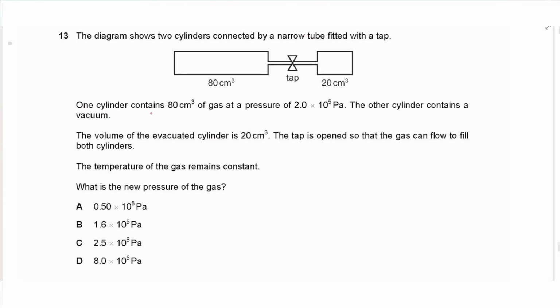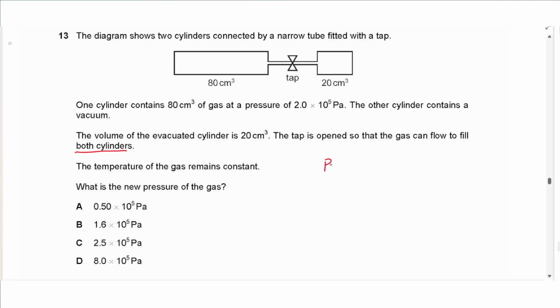Question 13 says the diagram shows 2 cylinders connected by a narrow tube fitted with a tap. One cylinder contains 80 centimeter cubed of gas at the pressure 2 times 10 to the power 5 Pascal. The other cylinder contains a vacuum. The volume of the evacuated cylinder is 20 centimeter cubed. The tap is open so that the gas can flow to fill both cylinders. The temperature of the gas remains constant.